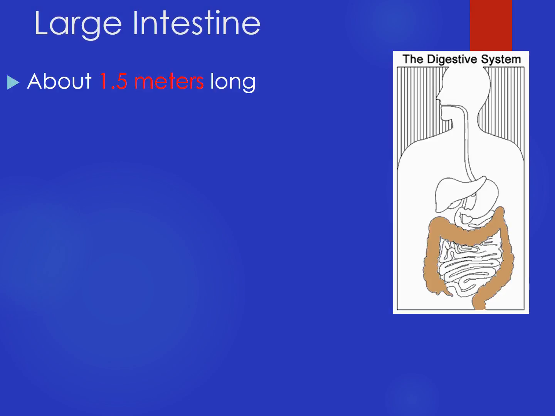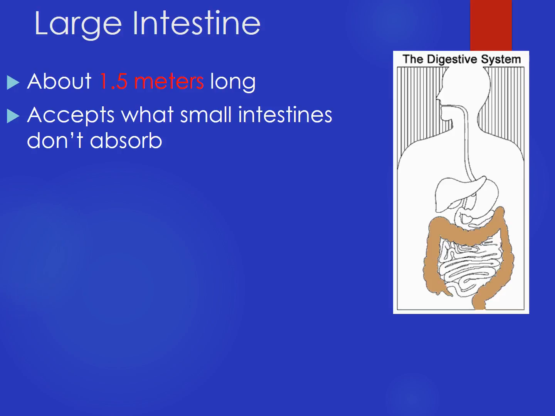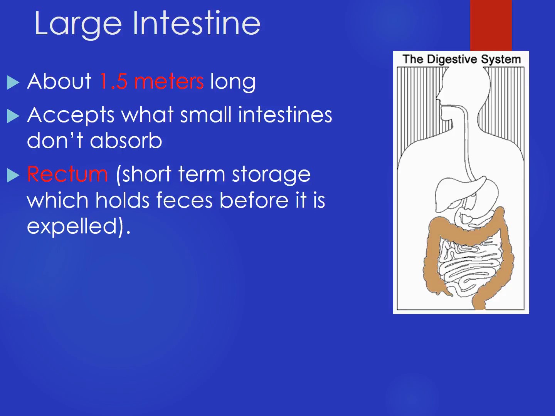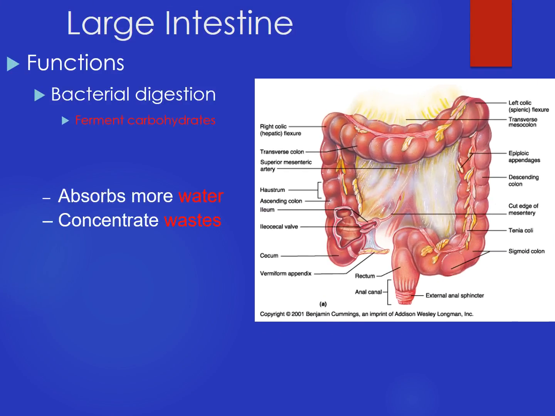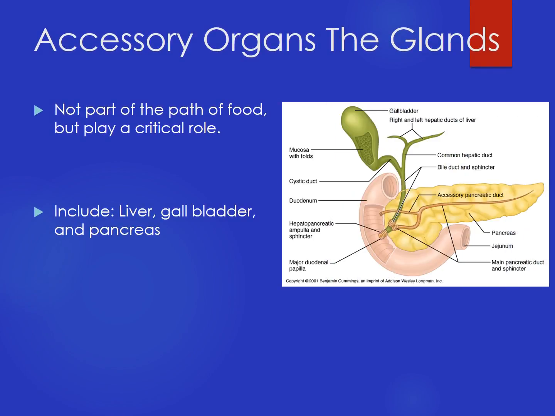The large intestine is about 1.5 meters long, and it accepts what the small intestine doesn't absorb. It ends in the rectum, and its function is bacterial digestion, and it absorbs water and wastes.